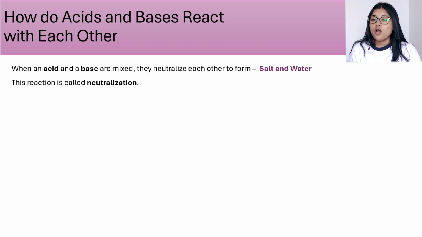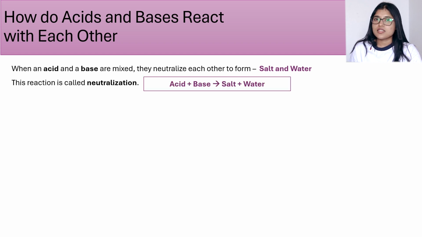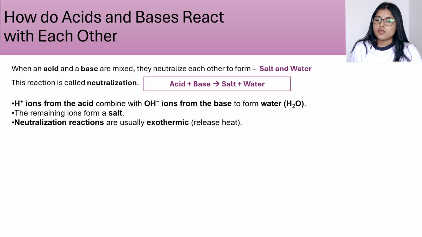Moving on to see how acids and bases react with each other. When acids and bases are mixed, they neutralize each other to form salt and water. This reaction is called a neutralization reaction, and it can be summarized as acid plus base gives us salt and water. This is because H+ ions from the acid combine with OH- ions from the base to form the H2O molecule. The remaining ions form a salt.